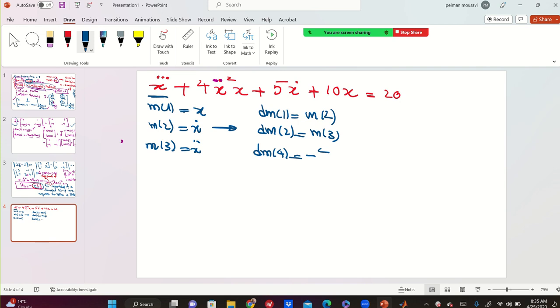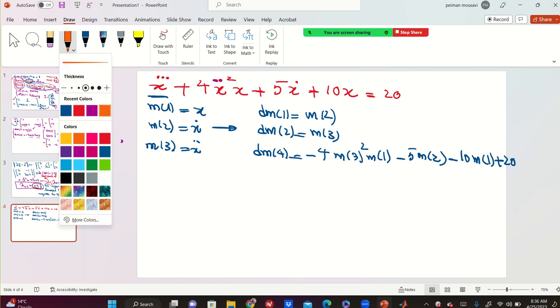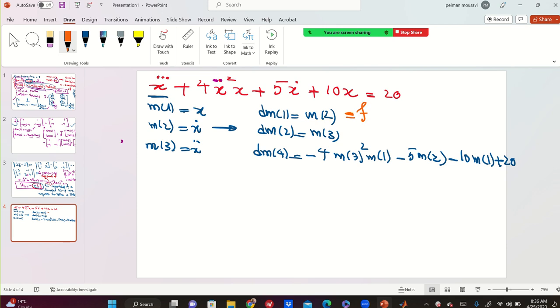From here it's going to be minus 4 times x double dot squared, which is M3 squared, times x, which is M1, minus 5 x dot, and x dot is M2, minus 10 times x, which is M1, plus 20. Clear, everybody? So again, this is your F1, this is your F2, and this is F3 for the Jacobian.